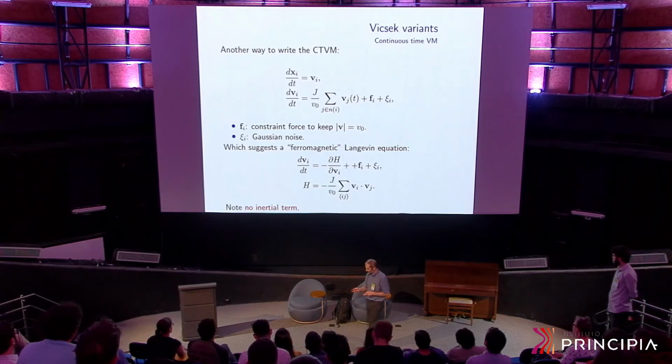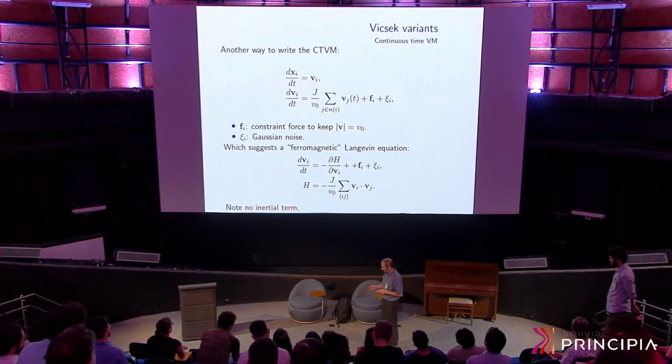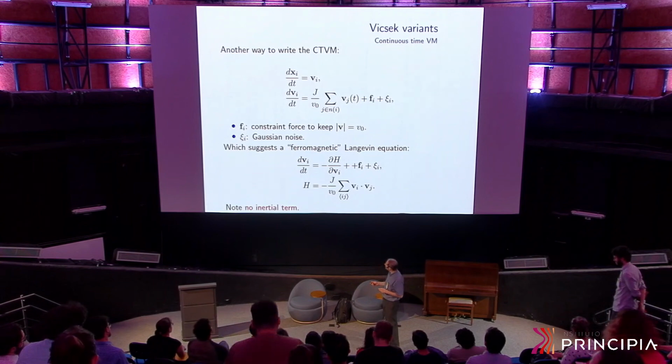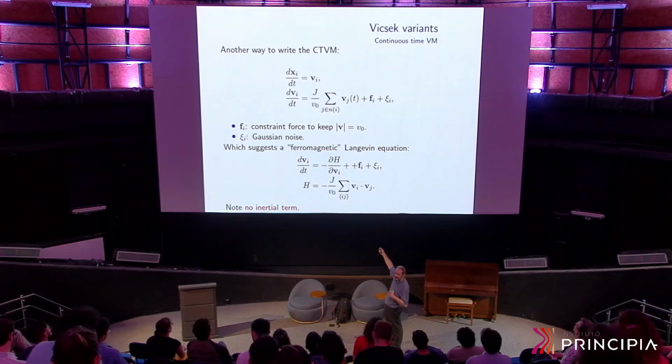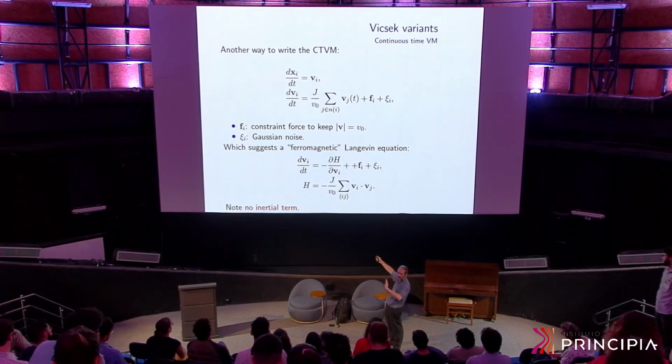Depends on what you mean by easy. I mean, it is in the sense that since you are adding a constraint force here that will keep V0 fixed, it gives you the same effect. It will only affect the direction. Okay?